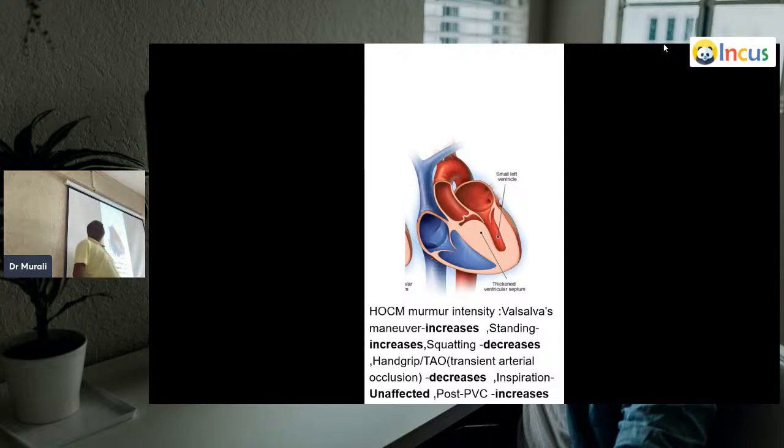With the premature ventricular complex, there is a post PVC increased strength of contraction. Inotropic state of the myocardium will increase, and that will eject more blood, and because of the ejection of more blood, in the next beat it will become a smaller ventricle, and that will increase the obstruction.